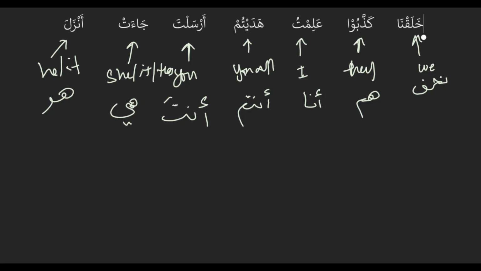Okay, let's translate. So خلقنا. We said the embedded doer was we, so that would translate as We خلق, we create. What tense are we looking at here? Past. Oh, we created. Right, past tense, so we created. Okay, كذبوا. كذب means to deny. So كذبوا is They denied. Good. You have your past tense there.